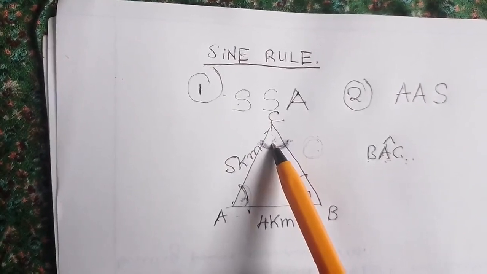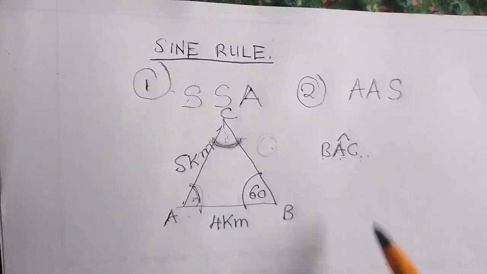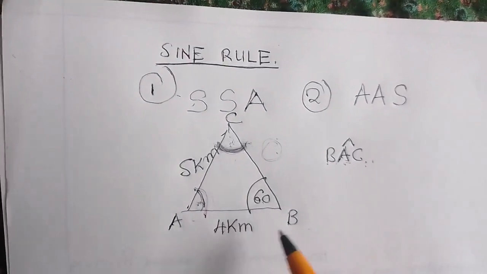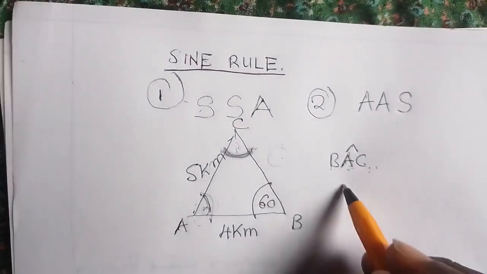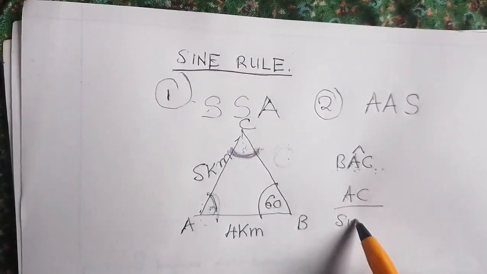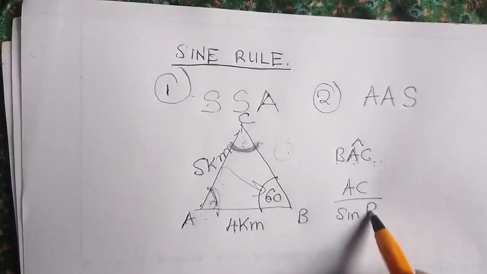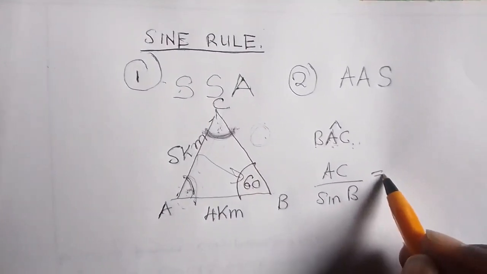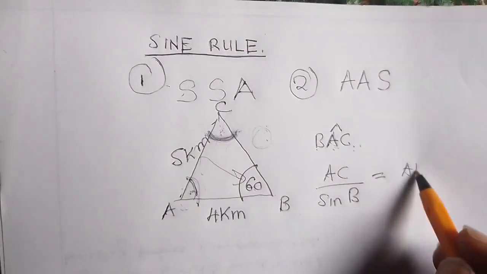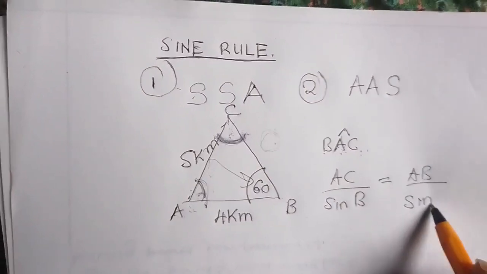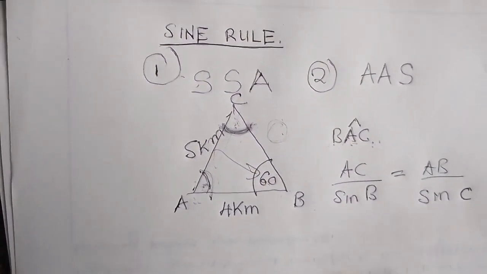What we need to do now is apply this formula where you say side over sine of the opposite angle. We've got this side AC, so I've got AC over sine B, which is equal to AB over sine C. I'm going to put my C there like that.